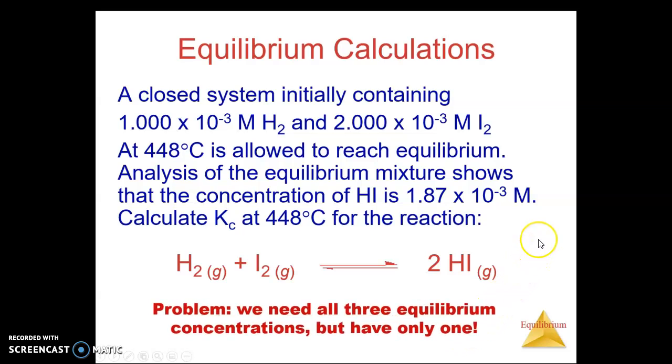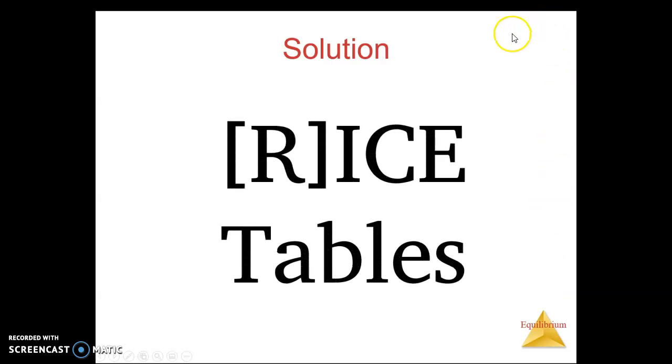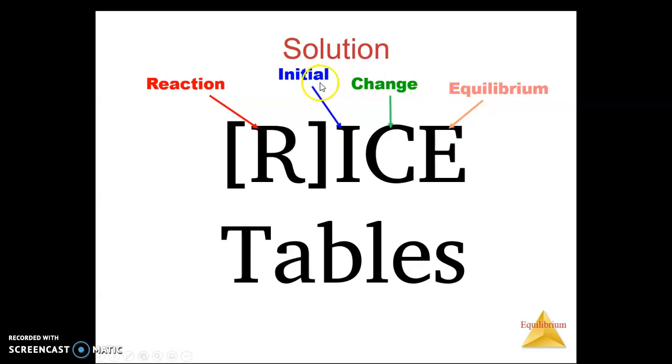We need all three equilibrium concentrations, but we have only one. But we do have the initials here, and that's going to be a big help. Here's the solution, and we call them RICE tables. Now, you remember RICA tables, in which you start off with a reaction, you have the initial, you have the change, and you have the after. We're going to change that to reaction, initial, change, and equilibrium. So they'll look very much like an ICE table.